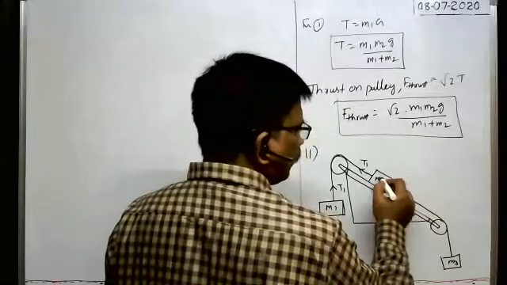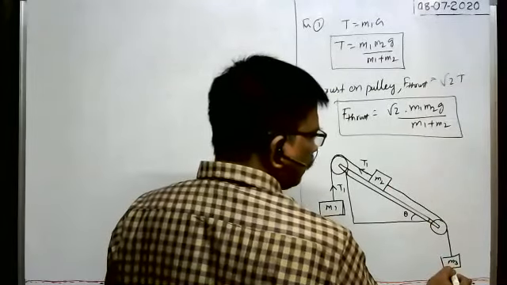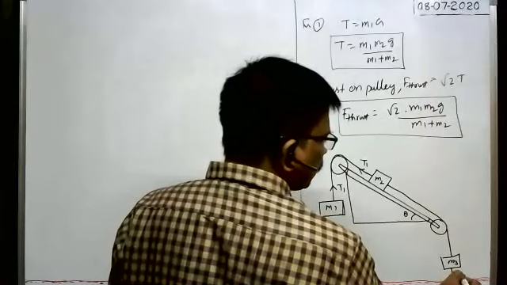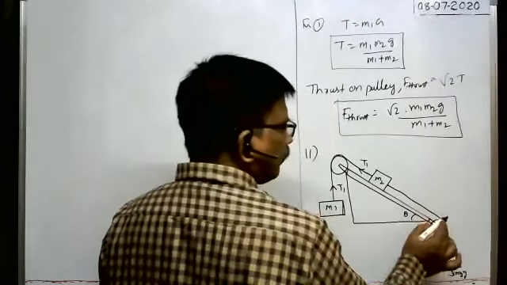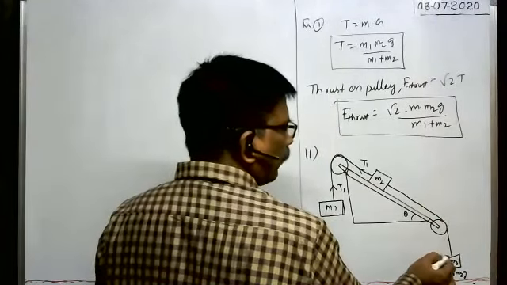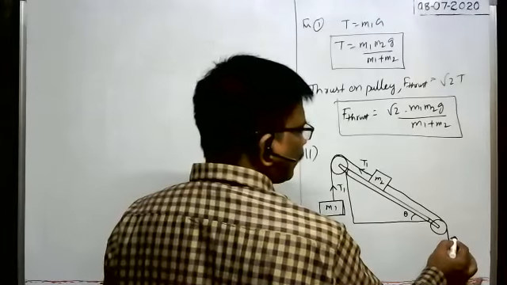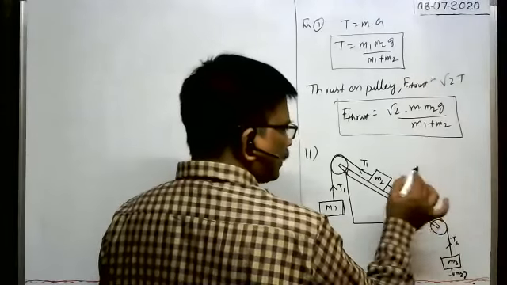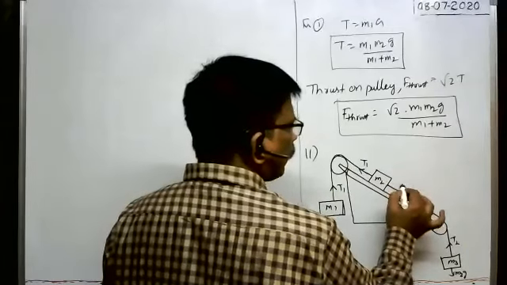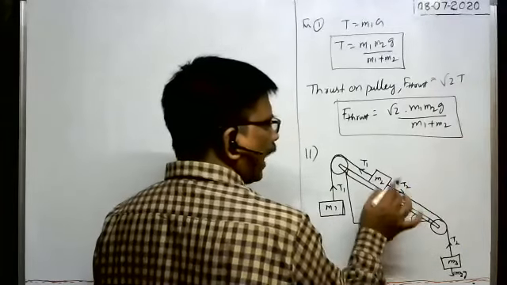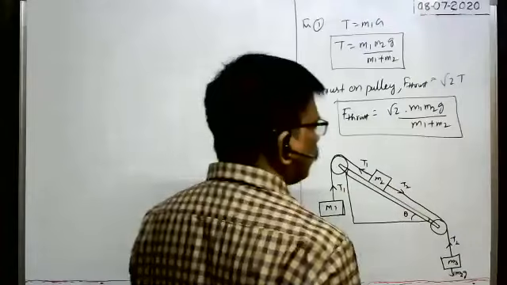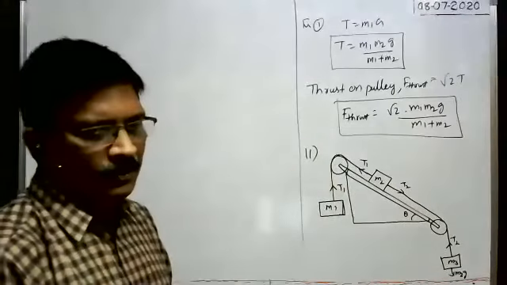Suppose this is totally the same string. Whenever this block M3 comes down because of its weight M3g, then at the same time the string pulls the block upwards with a certain force that is called tension in the string, which is T2. The same tension T2 pulls this block in this direction because this tension acts away from the pulley, means in this direction only. So these are the tensions.